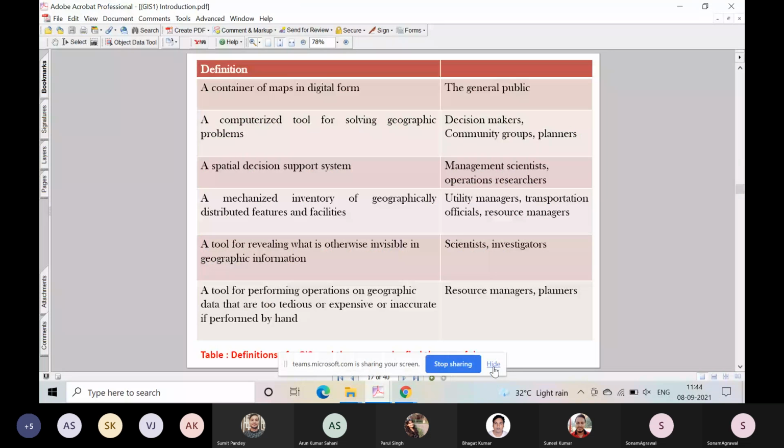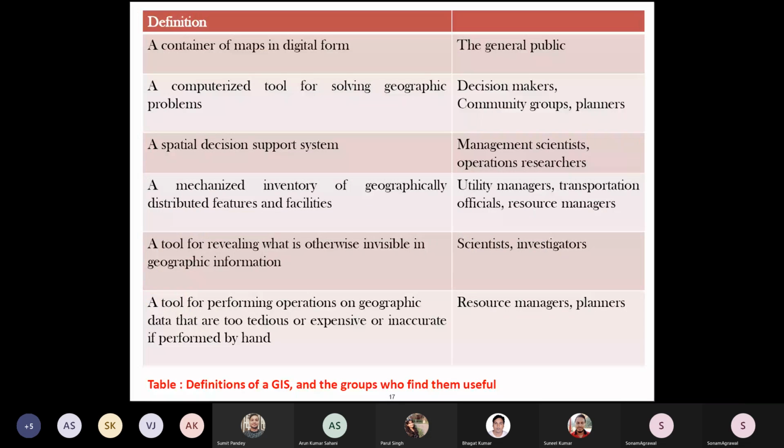Next one is, for resource managers and planners, how we can define the GIS. For them, GIS is a tool for performing operations on geographic data that are too tedious or expensive or inaccurate if performed by hand. What does this mean?